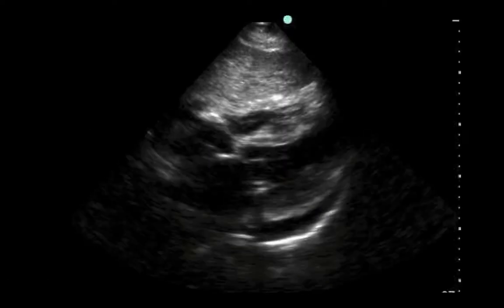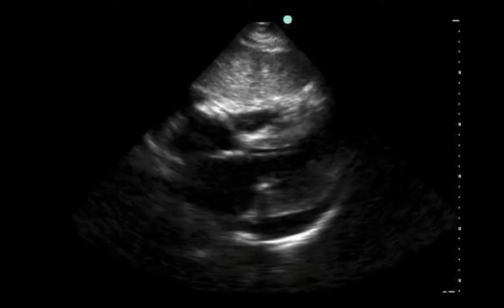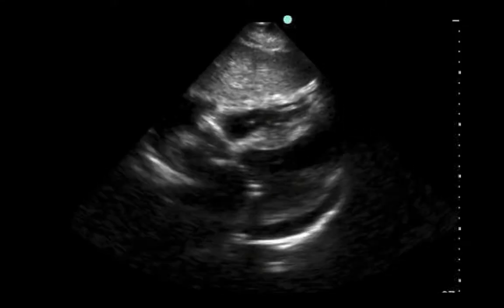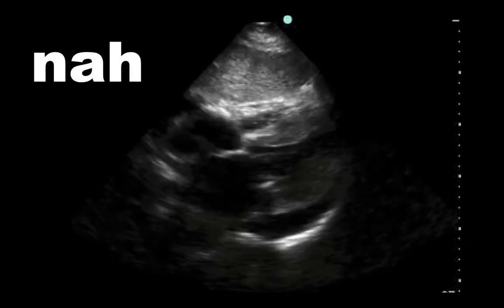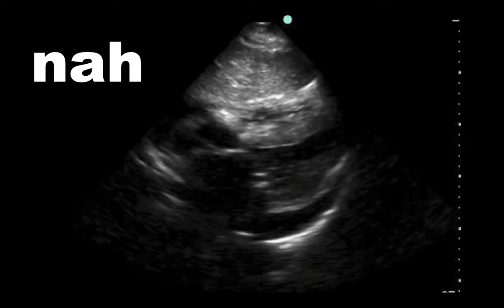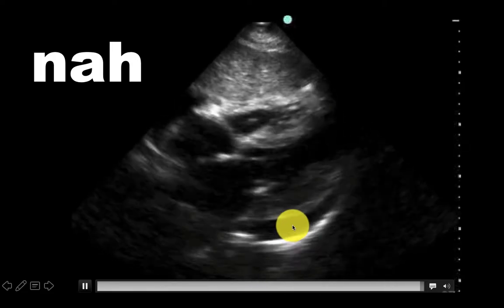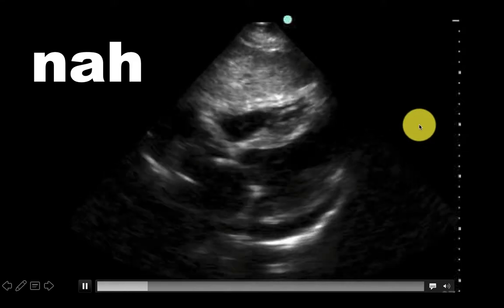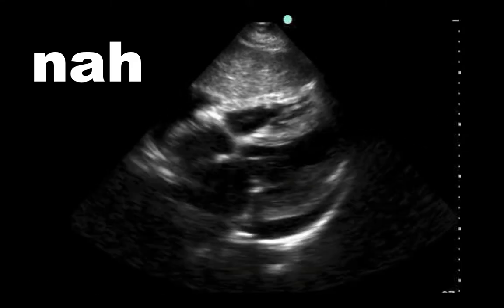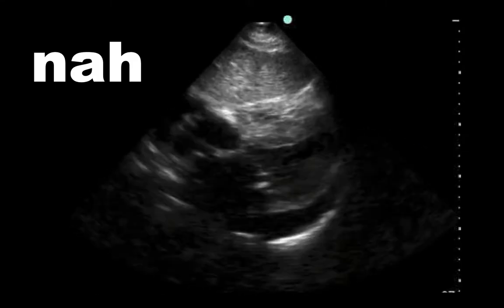Here's another example. Do you see any evidence of tamponade? No, this is actually the same example that we saw a little earlier. Again, we see the presence of this posterior effusion, and I would want to see it in some of the other views, but based on this alone, I'm not concerned about tamponade.